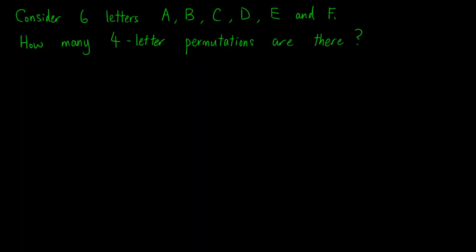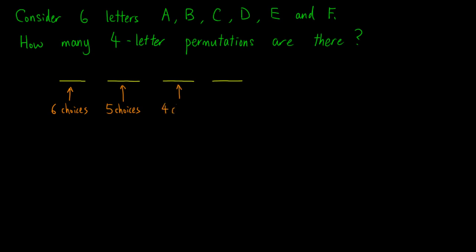Now consider 6 letters A, B, C, D, E, and F. We are interested in finding the number of 4-letter permutations. In other words, in how many ways can we pick any 4 letters out of the 6 and arrange them side by side? Again, first let us draw 4 horizontal lines to indicate the positions of the 4 letters. For the first letter, we have 6 letters to choose from, so there are 6 choices. For the second position, since we have already picked one letter, there are 5 letters left, so there are 5 choices.